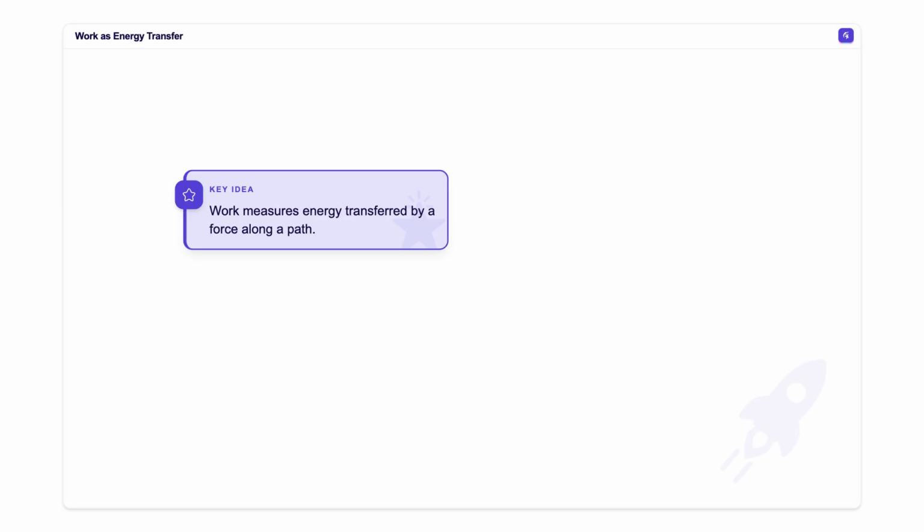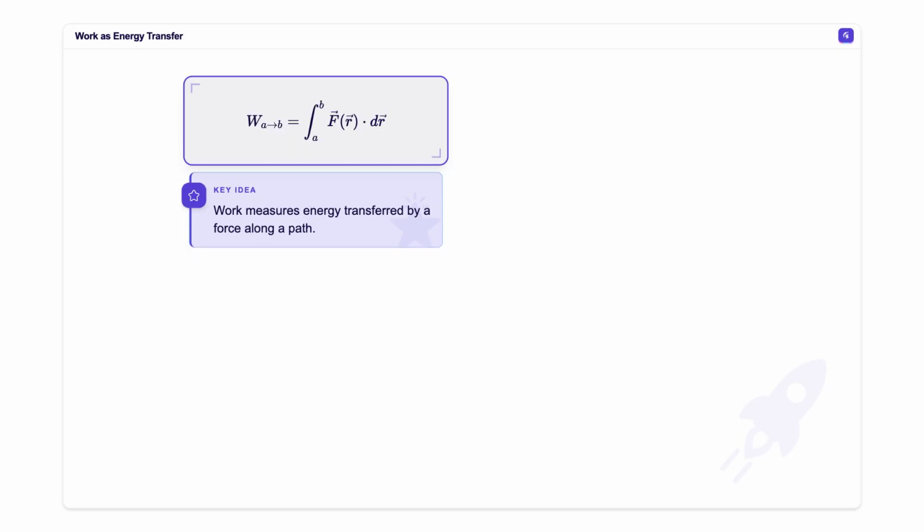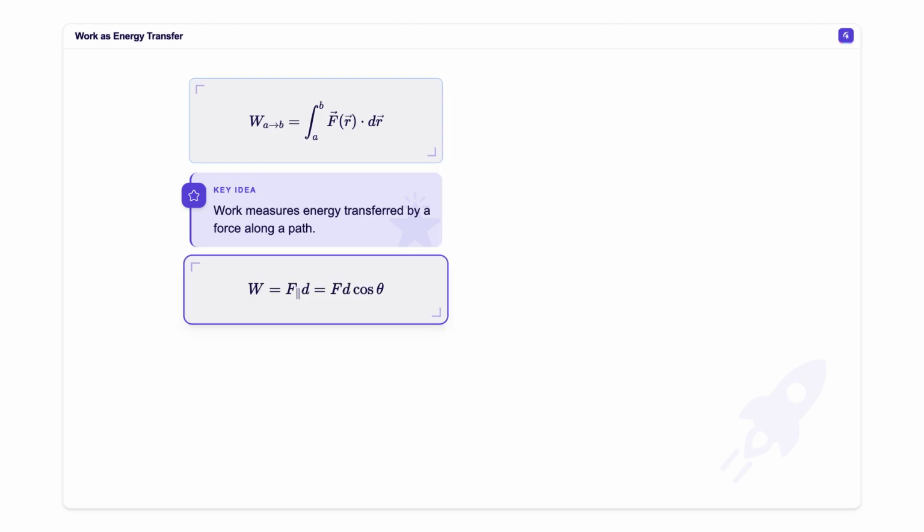Work is the physics word for energy transferred by a force as something moves. The important idea is that the force has to act along the path of the point where the force is applied. Mathematically, work from point A to point B equals the integral of force as a function of position dotted with dr. That means we add up tiny dot products between the force and each tiny displacement along the path. For the common case of a constant force, work equals the parallel component of the force times the distance. Using the dot product, that is also force times distance times cosine theta, where theta is the angle between the force and the displacement.